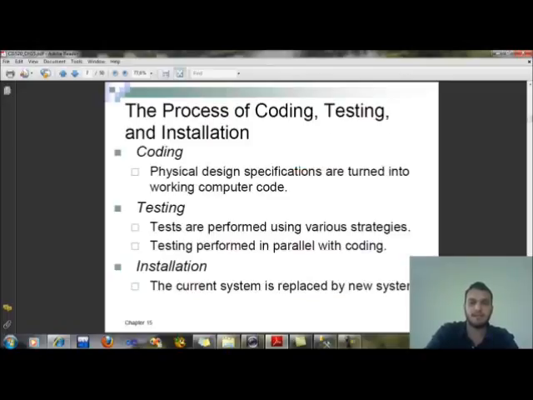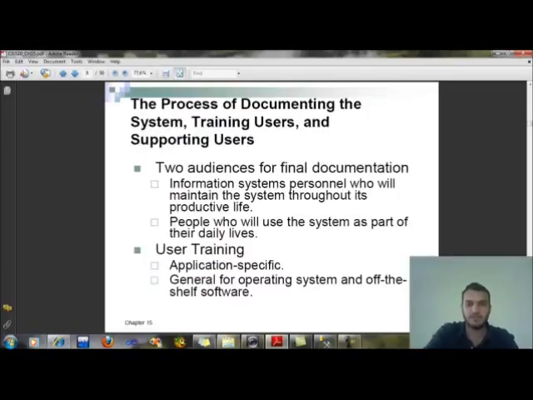And the process of coding, testing, and installation: firstly, coding. Coding is where physical design specifications are turned into working computer code. And testing is where tests are performed using various strategies. Testing is performed in parallel with coding. Installation: the current system is replaced by a new system. And the process of documenting the system, training users, and supporting users.